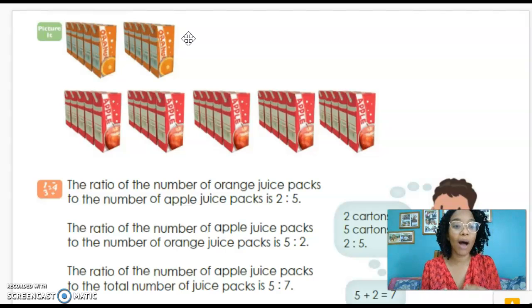Now we're going to try a part-whole ratio. In order to do that, we have to think not just about orange packs and apple packs, but how many juice packs are there all together? Well, let's add. There's 2 orange packs and 5 apple packs. 2 plus 5 is 7. So the ratio of the number of apple juice packs to the total number of juice packs is 5 to 7. Notice that 7 there representing the whole number, and 5 is just representing the number of apple packs.